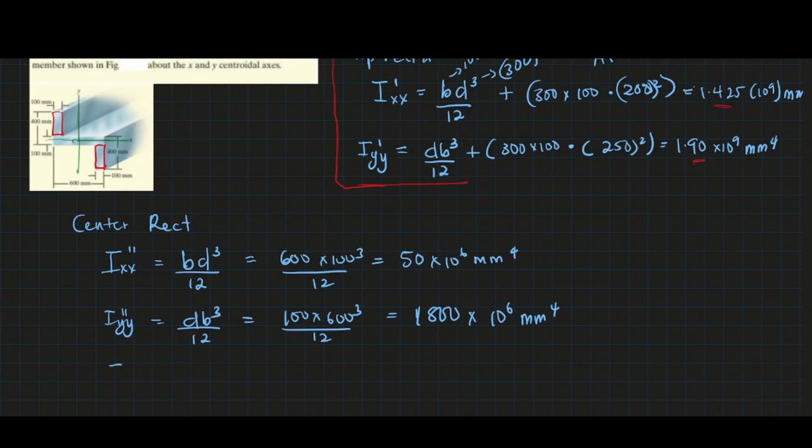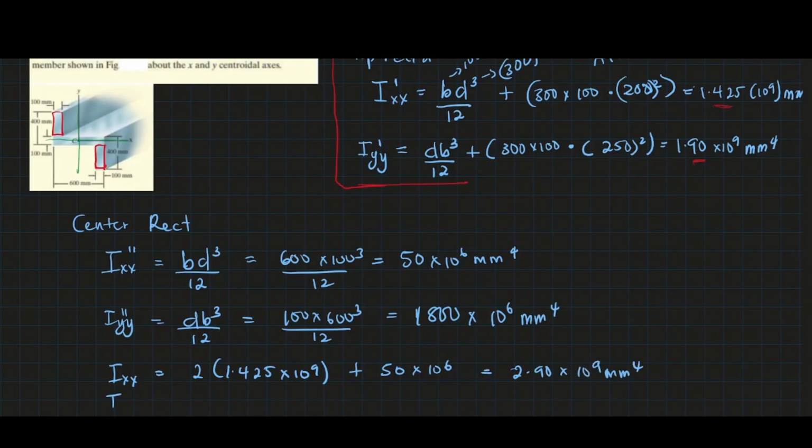So the total inertia in the x direction is going to be 2 times 1.4525 times 10 to the power 9. This is just to account for the fact that there are two rectangles with the same value, plus 50 times 10 to the power 6. I'm going to find the answer as 2.90 times 10 to the power 9 millimeter 4.